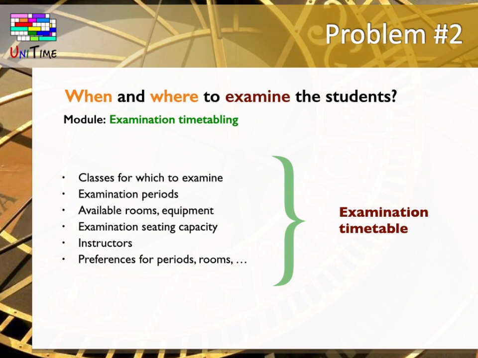Examination periods, that is, the possible time periods for the exam. Available rooms and equipment. Examination seating capacity of the rooms, which can be smaller than the regular capacity when the classes are taught there. Instructors who should be present at the examination. And similarly as in course timetabling, preferences for time periods, rooms, or other. When all this information has been entered, the UniTime solver produces an examination timetable that can be reviewed and modified by the user. Let me show you a few examples from examination timetabling directly in UniTime.